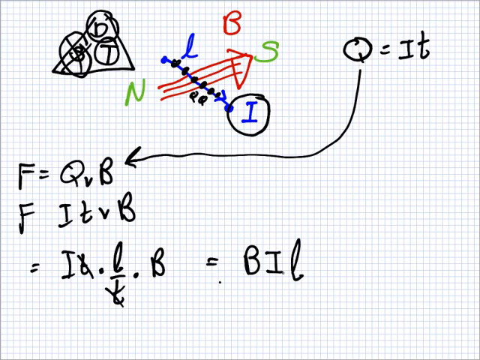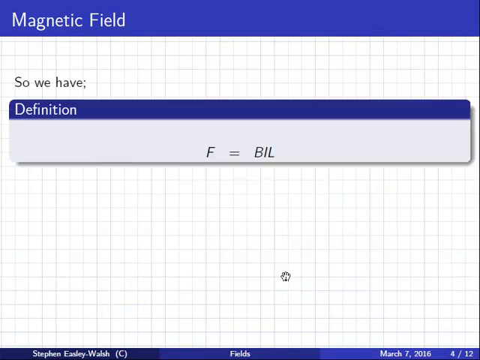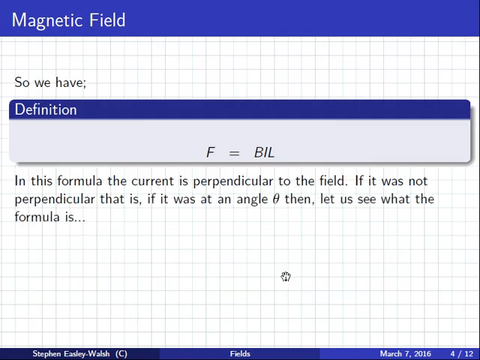Yeah? So this is the force on a current in a magnetic field. Did you all hear that? This is the force on a current in a magnetic field. Okay. So we have F equals BIL. In this formula, the current is perpendicular to the field. If it was not perpendicular, that is, if it was at an angle theta, then let's see what the formula is now.